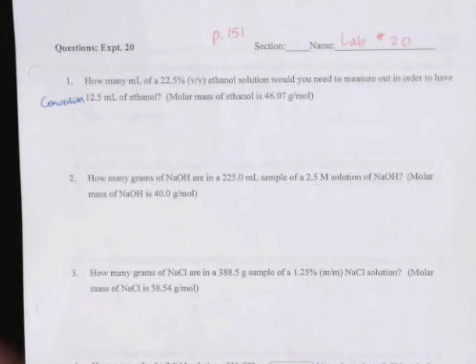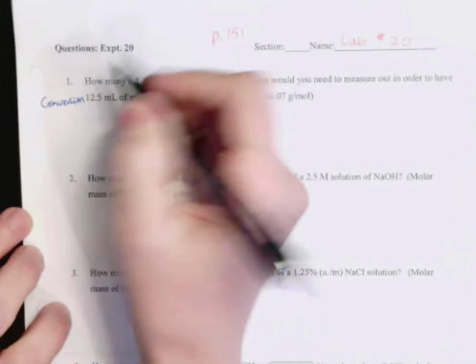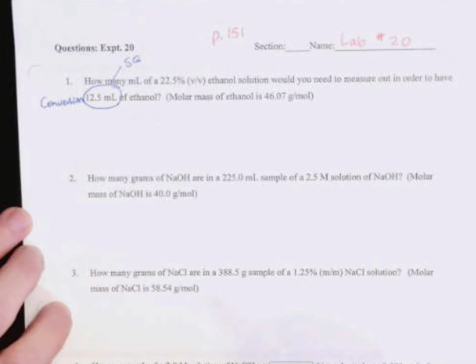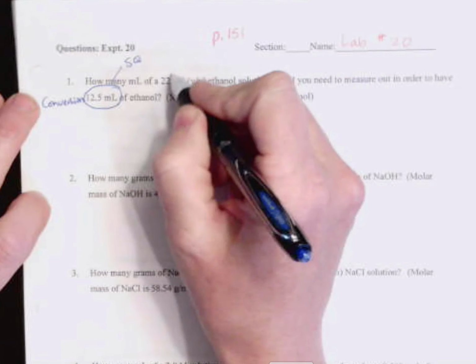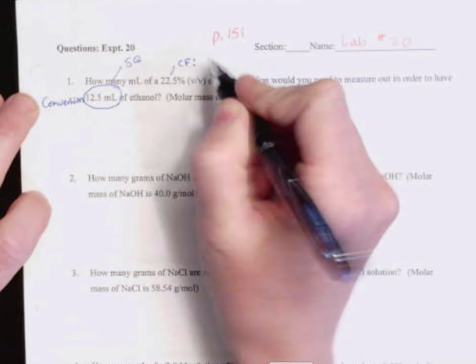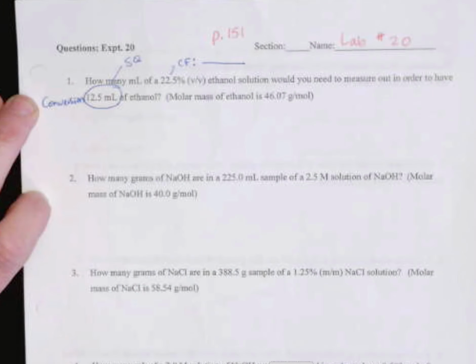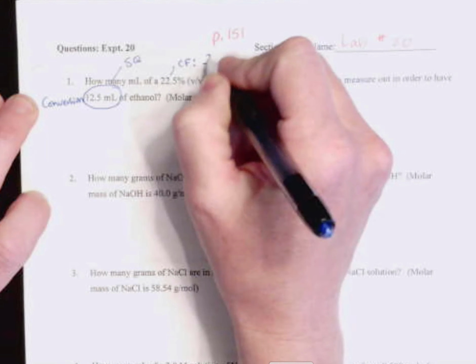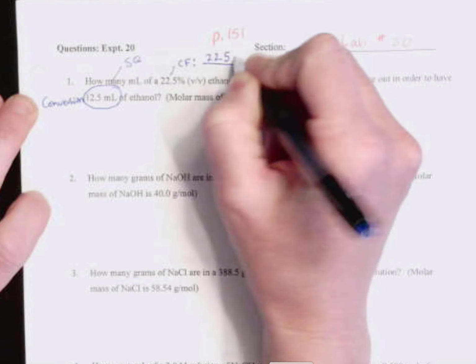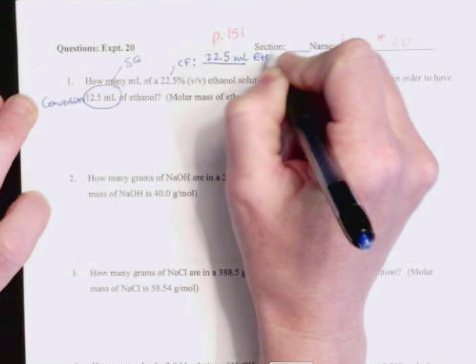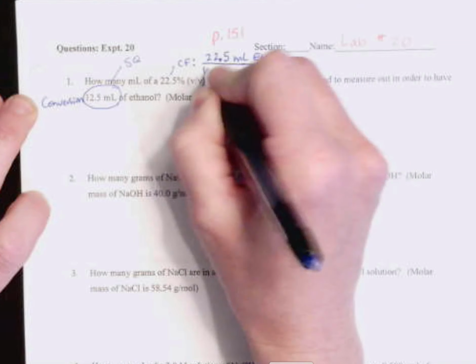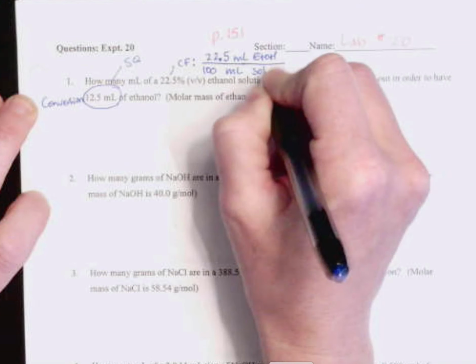They didn't ask explicitly whether it's mass per mass or molarity, that type of thing. So if it's a conversion problem, what you want to do is circle your starting quantity, and this is your conversion factor. And I'm going to be a little bit pickier about how you write out your conversion factors. This is 22.5% volume per volume. So you really need to say 22.5 milliliters of ethanol, and I'm abbreviating ethanol EtOH, over 100 milliliters of solution.